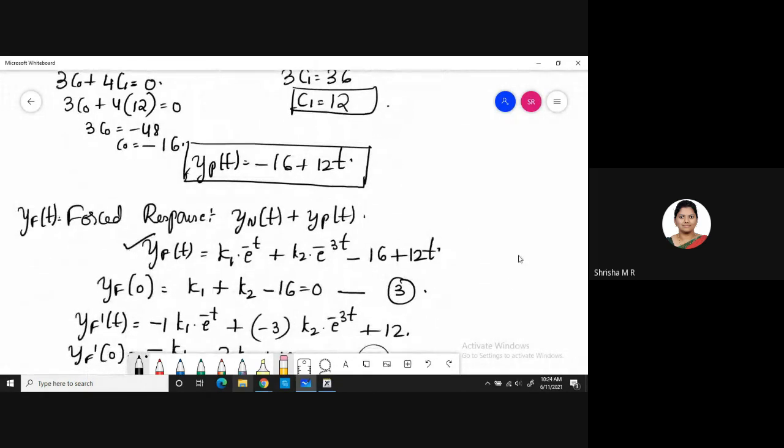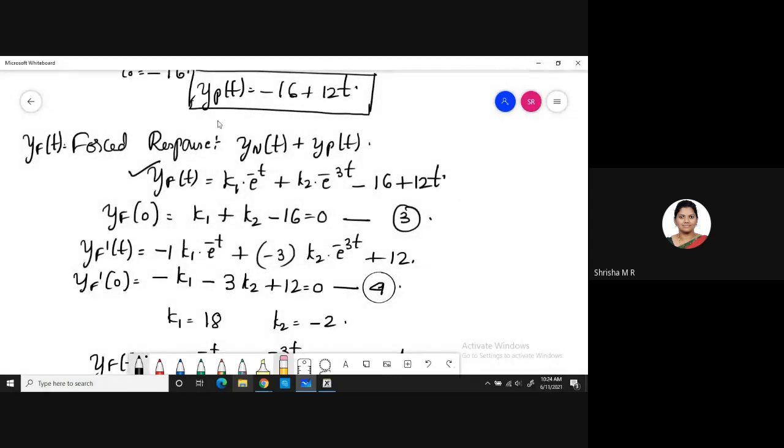Now find the forced response. Forced response is natural response plus particular response, right? Now you write k1 into e power minus t plus k2 into e power minus 3t plus the particular response. Don't substitute the values of the natural response which you got previously. You have to find them again by considering 0 initial conditions, so that will be equal to 0.